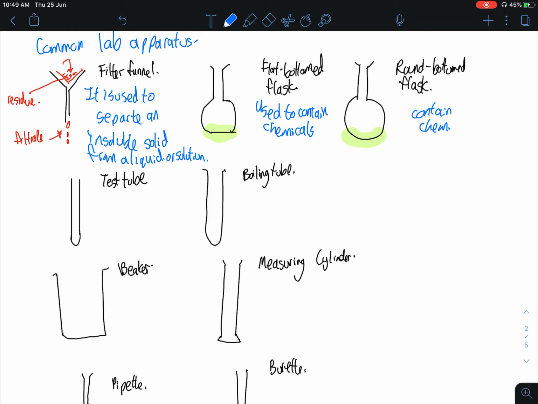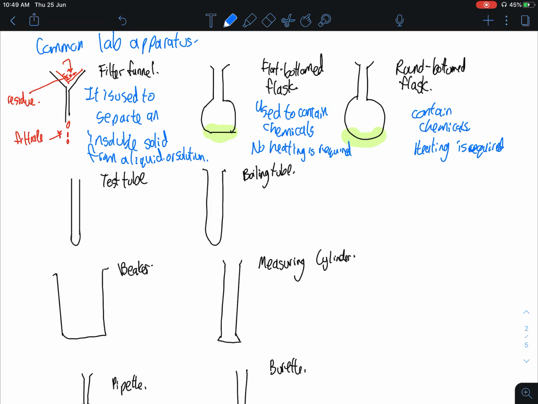But one distinct difference between the two is that for the flat bottom flask, you don't heat. No heating is required. On the other hand, for the round bottom flask, heating can be done, or usually heating is required. And of course, the flat bottom flask allows you to just put it on the table. It won't bounce around.